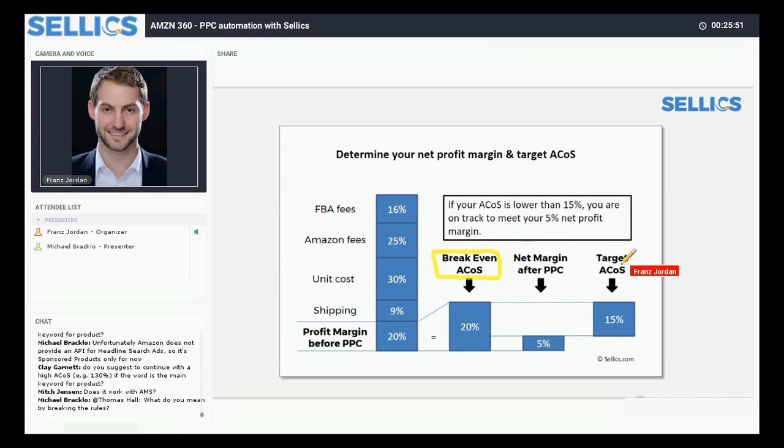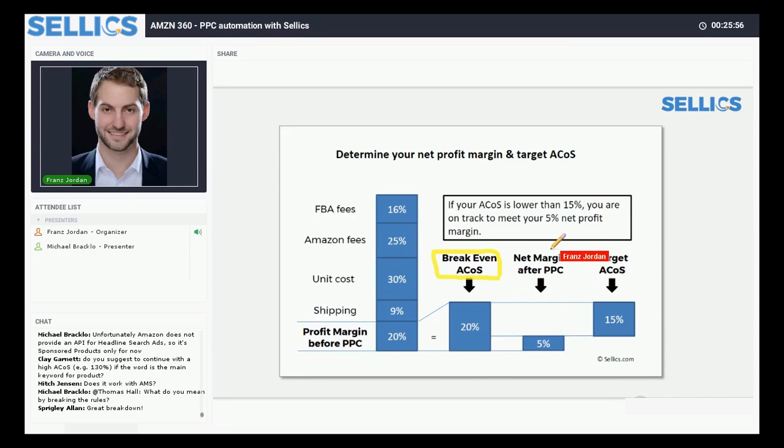The second ACOS that you should have in mind is the target ACOS. Starting from the break-even ACOS, if you have a certain margin that you want to achieve after sponsored products, let's assume you want at least a 5% profit margin even after PPC spend. This would mean that your target ACOS is 15%. So if your actual ACOS is below 15%, you will achieve at least your 5% net margin after sponsored products. That's a fairly simple way to come up with some limits.